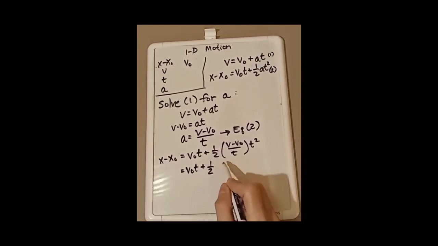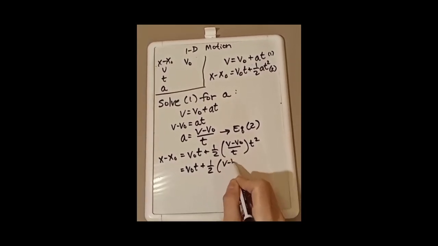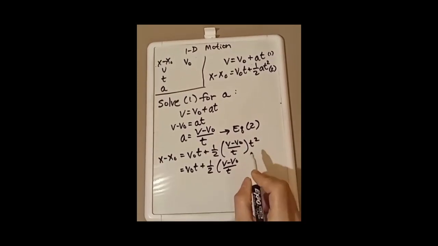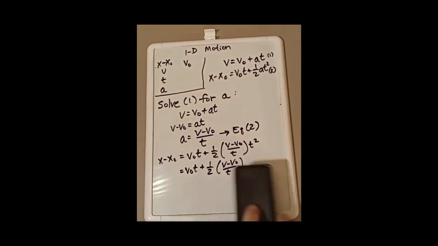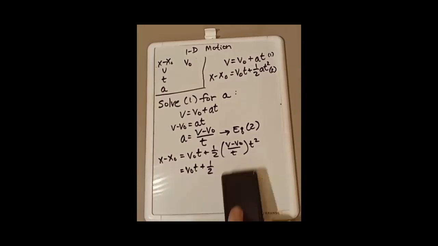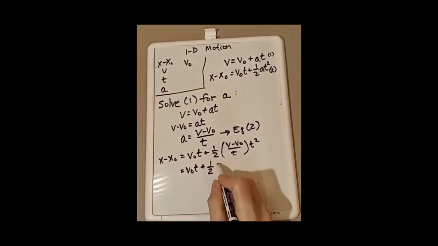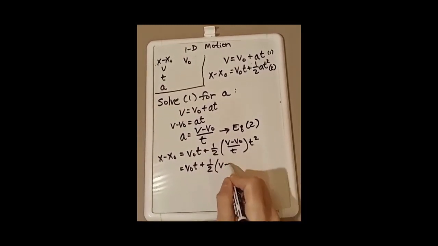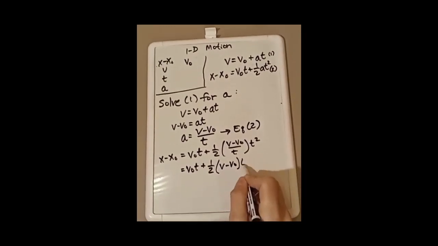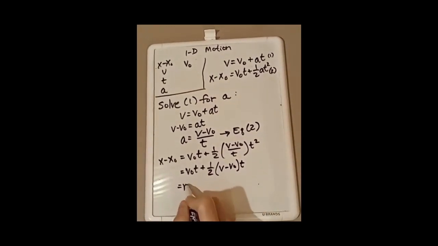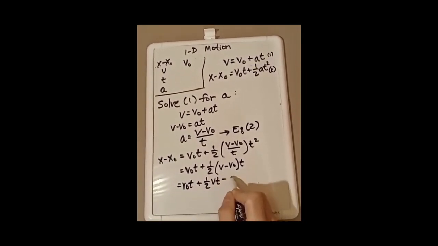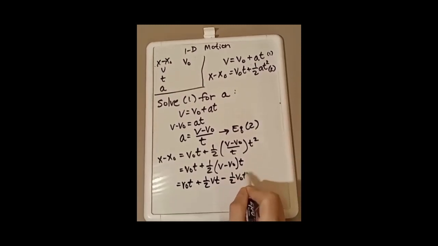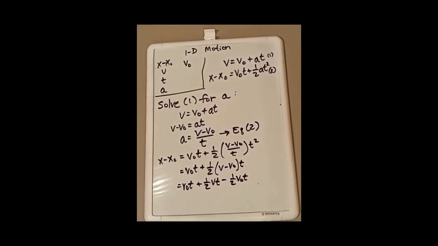So we have 1/2 times v minus v naught over t. Oh, I'm sorry. Wrong way. See? Look at that. Okay. 1/2 times v minus v naught times t. Alright. v naught t plus 1/2 vt minus 1/2 v naught t. So I'm just going to distribute that half coefficient through, and the t.